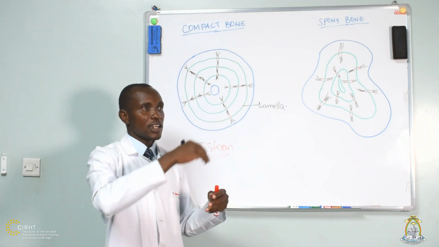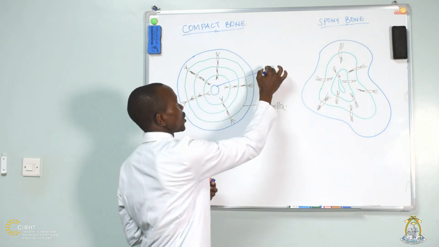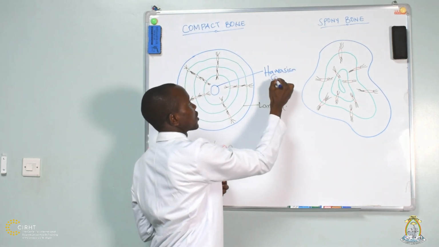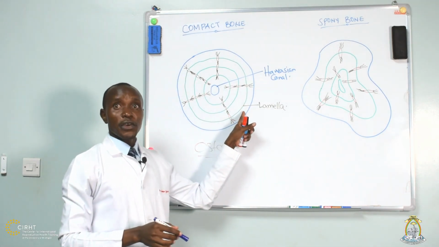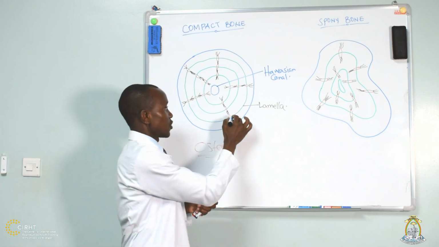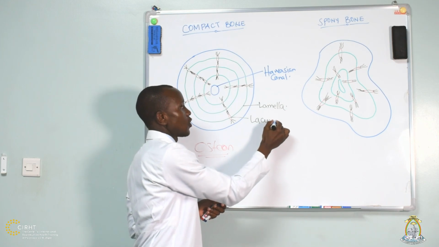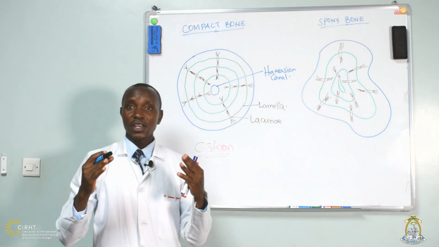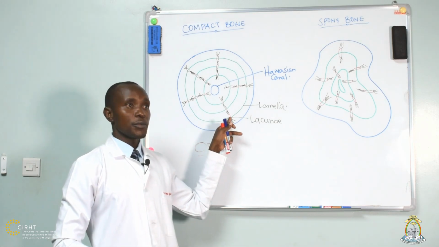This lamella is arranged around a central point, which is a canal called Haversian canal. The lamella is a very important structure because on the lamella we have the cavitation, which is lacuna. When they are many, they are called lacunae. Lacunae is a cavitation that houses the bone cells. The bone cells are present within these lacunae here.